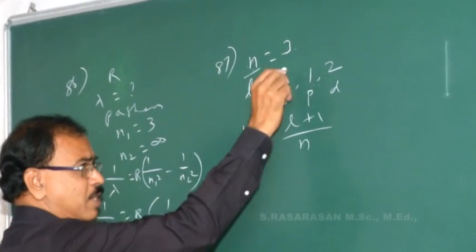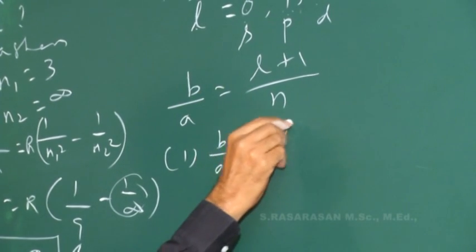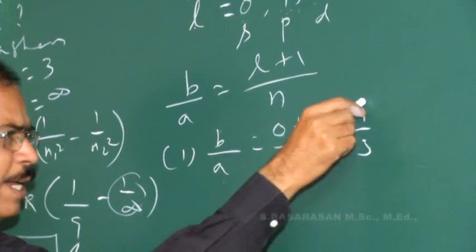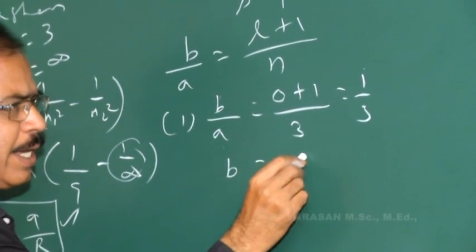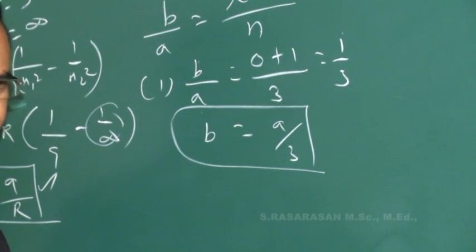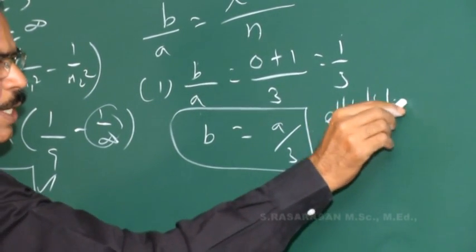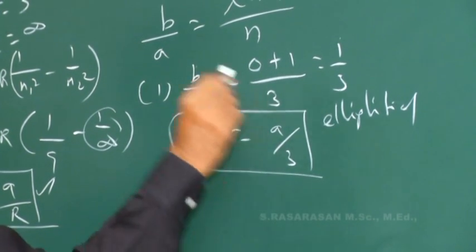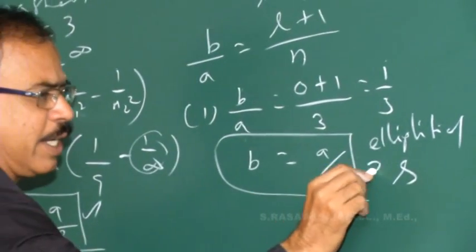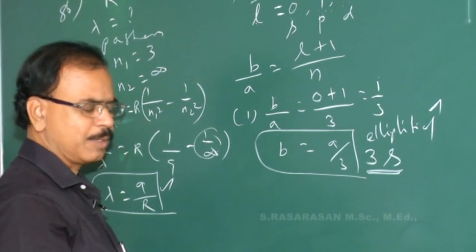In the first case, let us take L as 0. b by a is equal to 0 plus 1 by n, where n is 3. So b by a is 1 by 3, b is equal to a by 3. So a is not equal to b, meaning the radius is not the same. So this is elliptical in shape. L equal to 0 is the S subshell, and with n equal to 3, the designated 3S subshell is elliptical in shape. The question asked for circular.